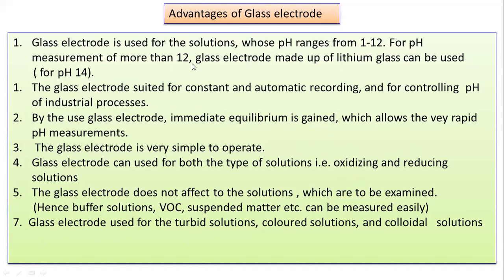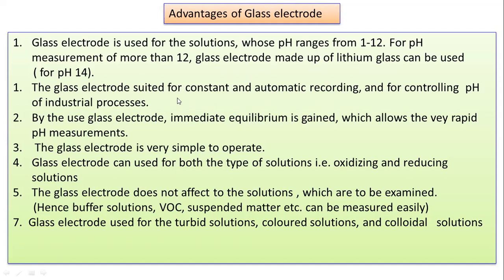For pH measurement of more than 12, if the solution's pH is more than 12, then the glass electrode should be made up of lithium glass, which can be used for the measurement of solutions whose pH is in the range of 14. The glass electrode is suited for constant and automatic recording and for controlling pH of industrial processes.